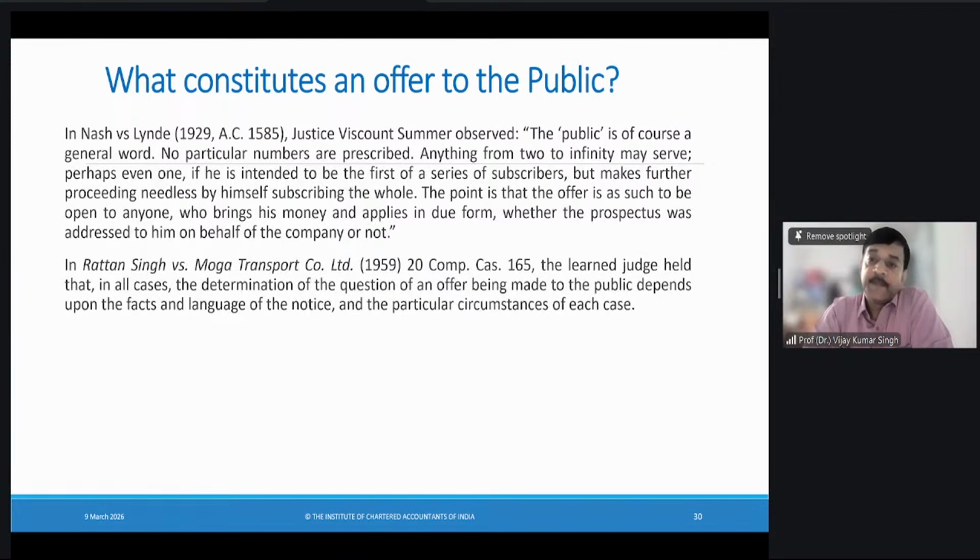He said, the public is, of course, a general word. No particular numbers are prescribed. Anything from 2 to infinity may serve, perhaps even 1, if he is intended to be the first of a series of subscribers, but makes further proceeding needless by himself subscribing the whole. The point is that the offer is as such to be open to anyone who brings his money and applies in due form, whether the prospectus was addressed to him on behalf of the company or not.